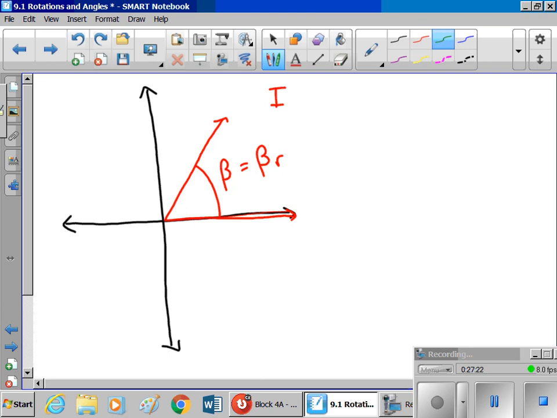All right, so if we have a terminal ray in the second quadrant, we have this thing being our beta. Well, then our reference angle is going to be here, right? Okay, well, what is that? Well, the whole line along the x-axis is 180 degrees. And this is going to have to be whatever's left after we take our beta out of it. So here, beta r equals 180 minus beta.